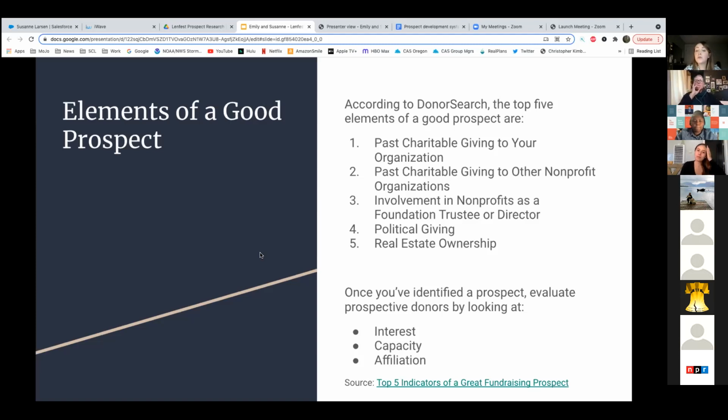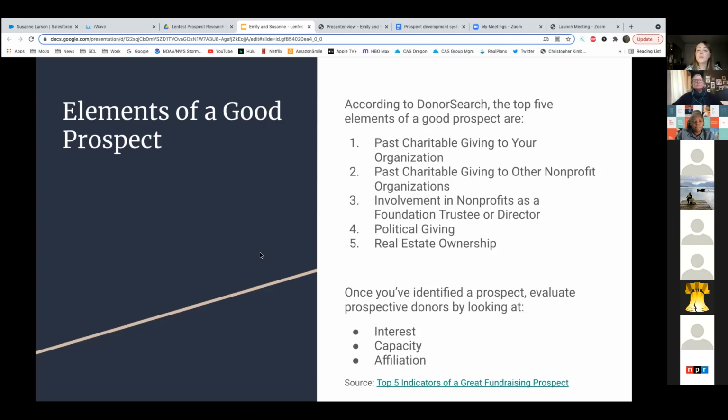Another element of a good prospect is past charitable giving to other nonprofits. That shows that they're philanthropically minded and they're interested in supporting the causes that they care about. A third one is involvement in nonprofits as a trustee or director. I think this shows an understanding of what it's like to be in a nonprofit. They know how critical donations are to nonprofits, so they're more likely to give. And that's another great connection as well.